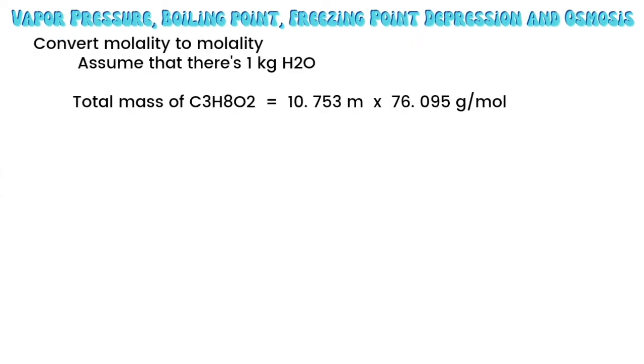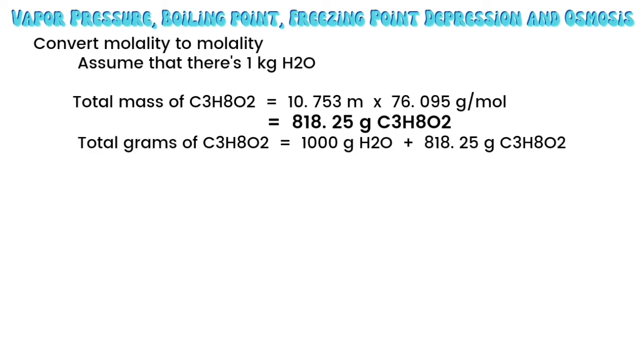Converting molality to molarity, we will assume that there is 1 kilogram of water, which is our solvent. So in getting the total mass of C3H8O2, we will multiply 10.735 m by 76.095 grams per mole to get 818.25 grams of propylene glycol. Then to get the total grams of solution, 1,000 grams of water is added to 818.25 grams of propylene glycol.